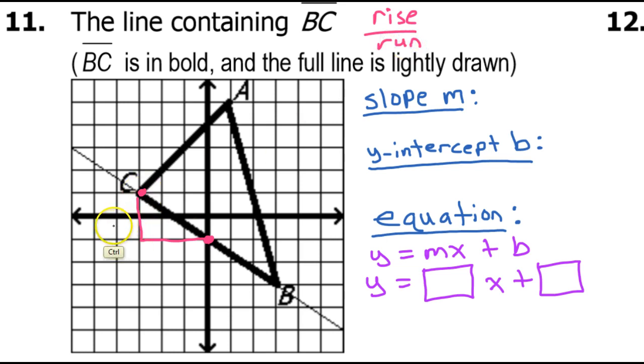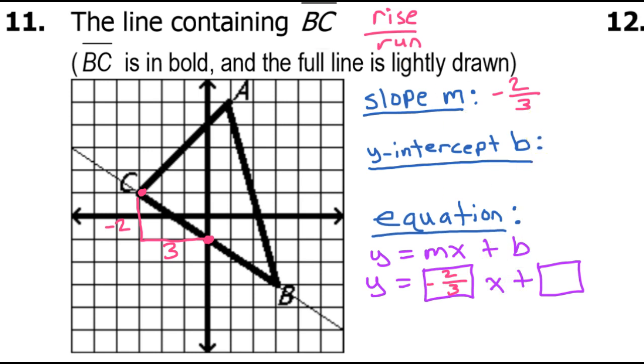Okay, this down 2, that's negative 2, that's the rise. And this right 3, that's the run. So the slope is negative 2/3. Again, at a glance, we knew the slope would be negative because it is downhill. Always double check that. So we have the slope. So really, we could go ahead and put negative 2/3 in right now.